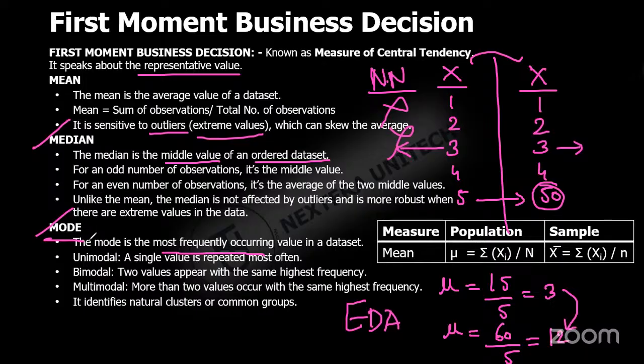It is mode. But what is mode? Mode is nothing but the most repeated value. Whichever value gets repeated the most number of times, that returns the mode. That value will be written as mode. And mode is of three types, guys: unimodal, bimodal, and multimodal.